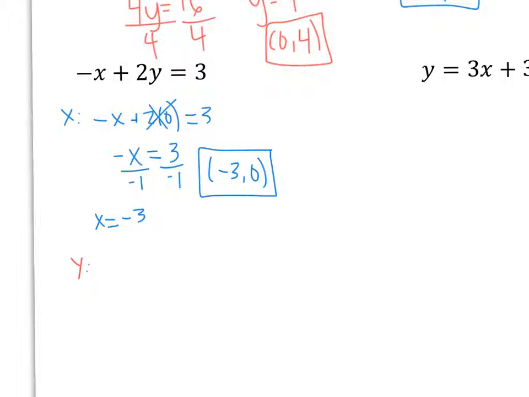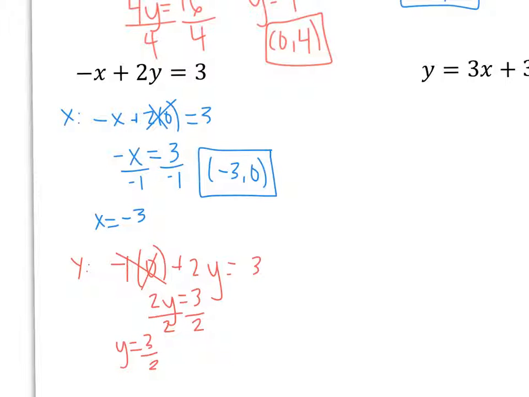All right, and for the y-intercept, I have negative 1 times 0, right? I know there's a negative right here, but that's really like a negative 1. So negative 1 times 0 plus 2y equals 3. Anything times 0 is 0. So 2y equals 3. I divide by 2, so y equals 3 halves. And really, 3 halves is 1 1/2. So I could write (0, 1.5) or (0, 1 1/2).